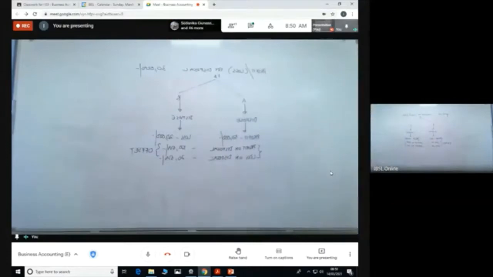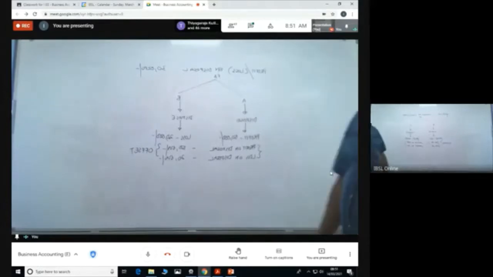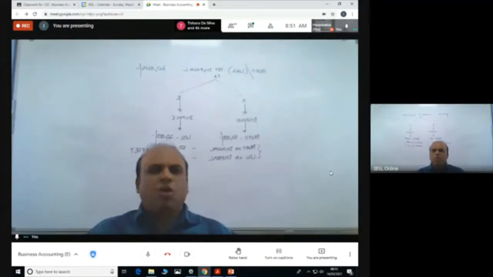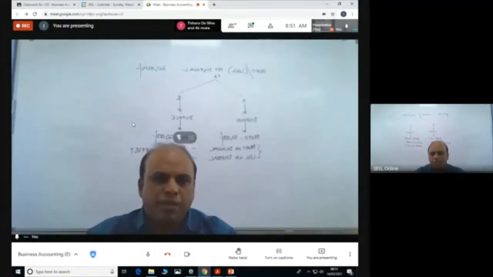Now say for example, for a bank, you have interest income, that is from your loans, and you also have interest expense, that is from your deposits. Now can we offset these two? Can we offset these two? That is not permitted. Right? So you have to be very clear what can be offset and what cannot be offset. That is very important.